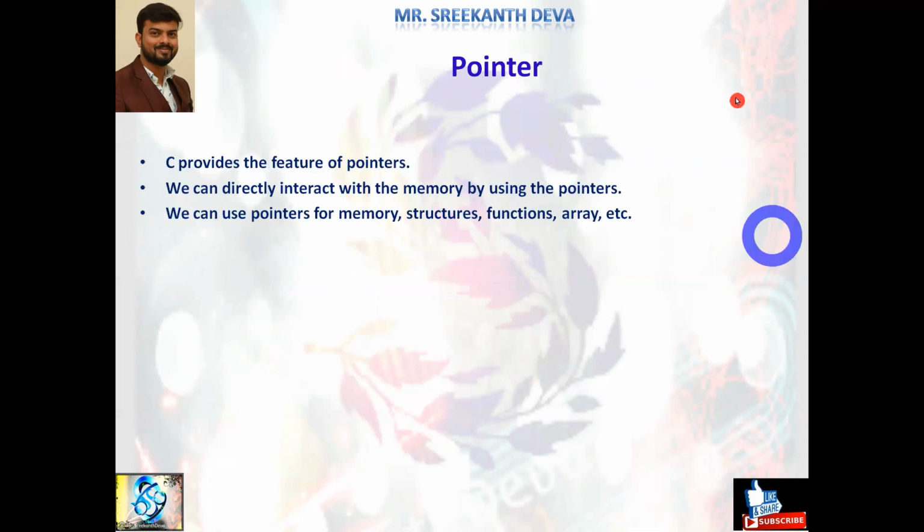Next, C supports pointers. C provides the feature of pointers. We can directly interact with memory by using pointers. We can use pointers with memory, structures, functions, arrays, and so on. Directly we can interact with a particular memory reference. We can find the particular address, and we can store the value of the particular variable. So C supports the pointers concept.